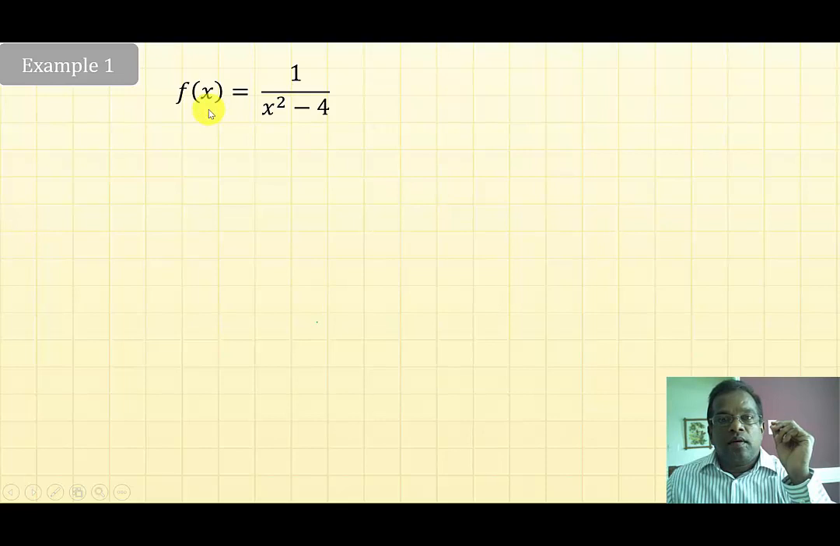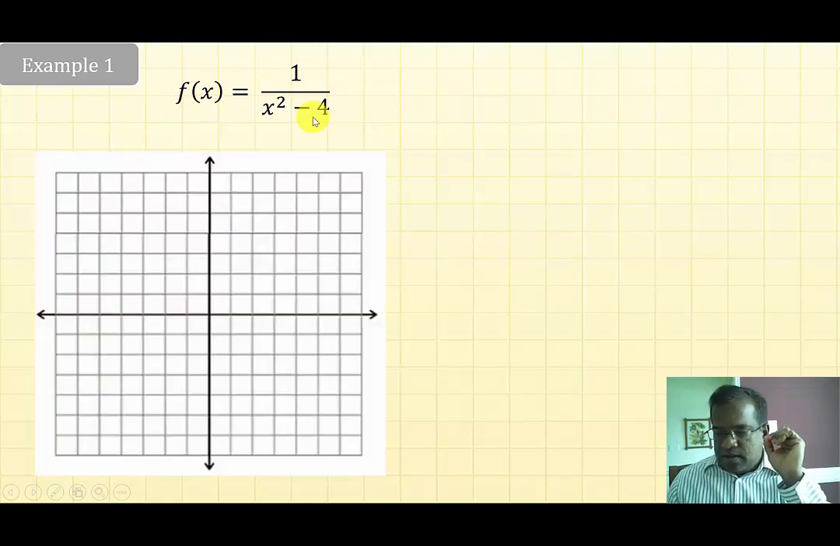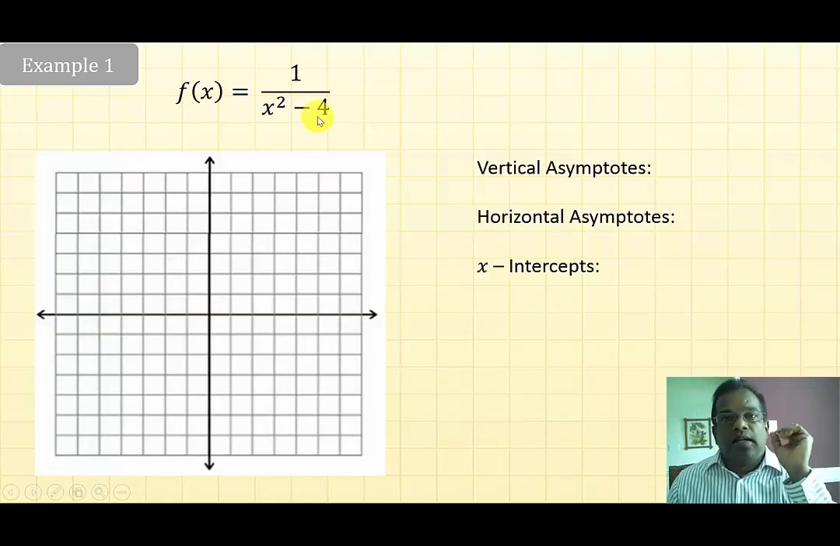Now let's graph rational functions without using a calculator. Let's use the knowledge about the vertical asymptotes, horizontal asymptotes, and x-intercepts, maybe additionally y-intercepts.